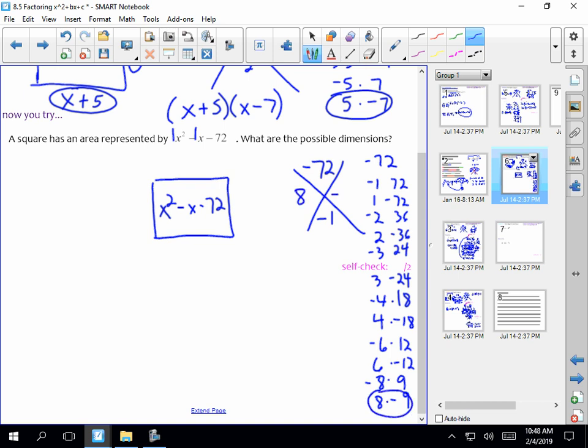Like I said, many of us can just look at it and see that. I just want to show you all the factor pairs here. You've got to list all of them out if you're not seeing it right off the bat. So x plus 8 and x minus 9 are possible dimensions of that rectangle.